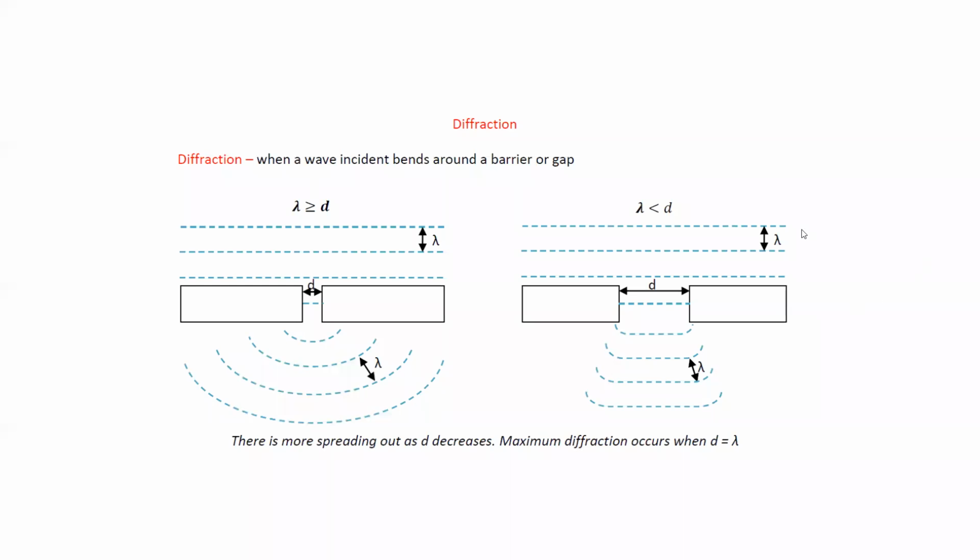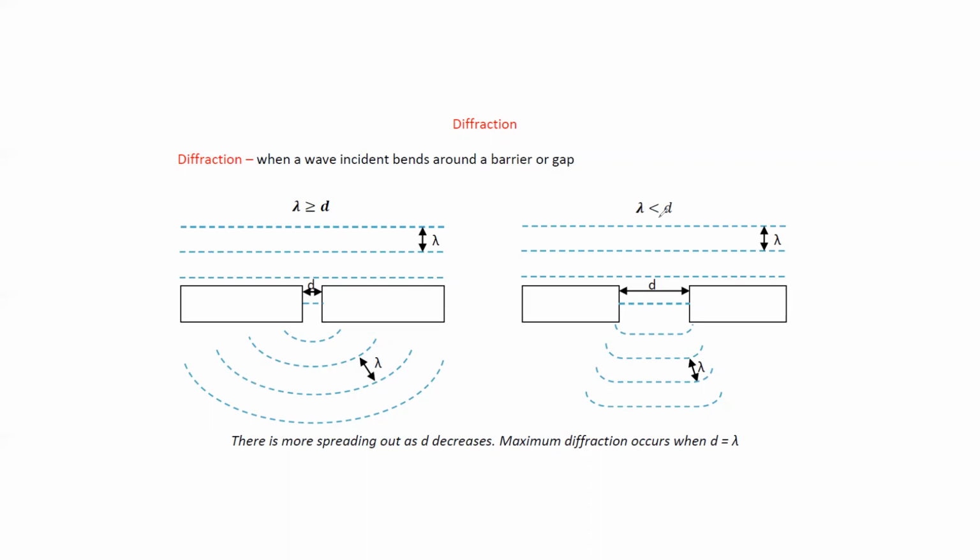So the topic is diffraction. Diffraction refers to the property of a wave to bend or spread when it is passing through a gap or near an edge. This diffraction depends on two factors. It depends on the wavelength. These dotted lines are representing the wavefronts. The distance between two successive wavefronts is also called the wavelength. So if the wavelength is either greater than or equal to the gap size, then we'll observe a maximum diffraction.